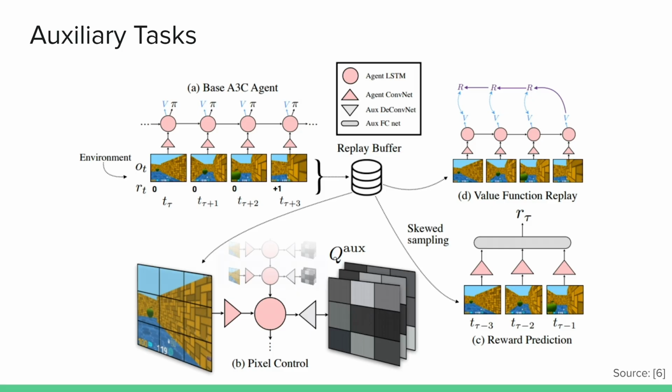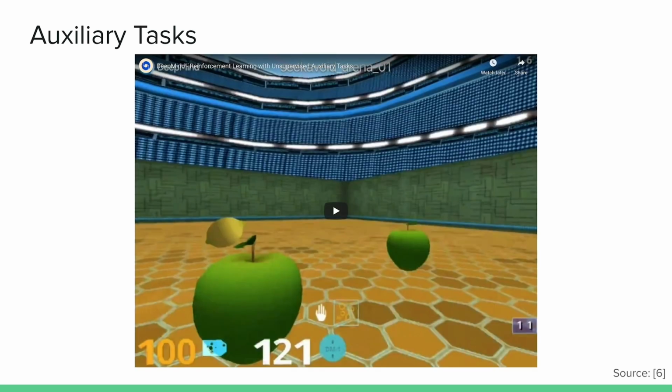The second thing that they add here on the right bottom is the reward prediction, where given a few frames from the past, it tries to predict the reward it will get in the next step. So it saw the last few steps and says, okay, what is the likely reward that I'm going to see in the next step? And the third task that they're adding here is a so-called value function replay, where you're trying to predict future rewards starting from a state S. So let's take a look at how this looks.